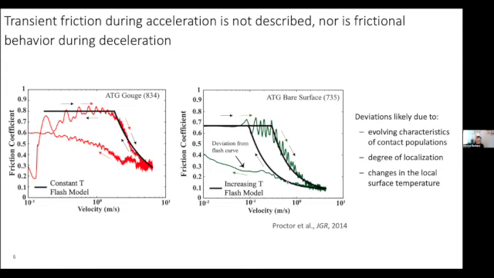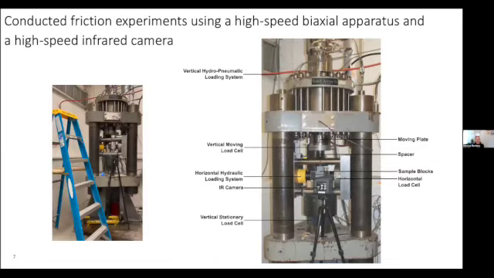And this work by Proctor et al. emphasized that surface temperature was a really key component. And so we wanted to explore particularly changes in surface temperature in a little more detail. So to do that, we use the high-speed biaxial apparatus at Texas A&M.